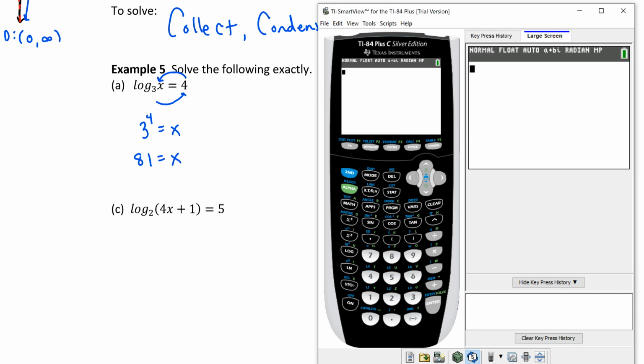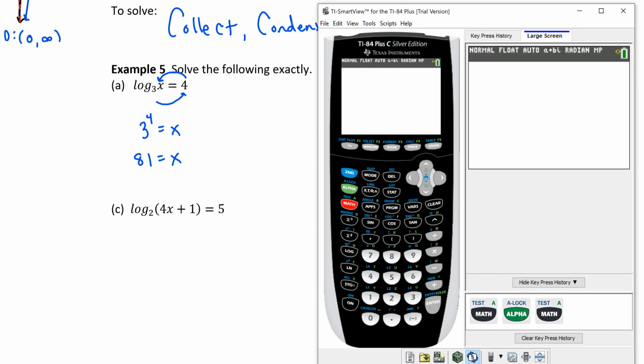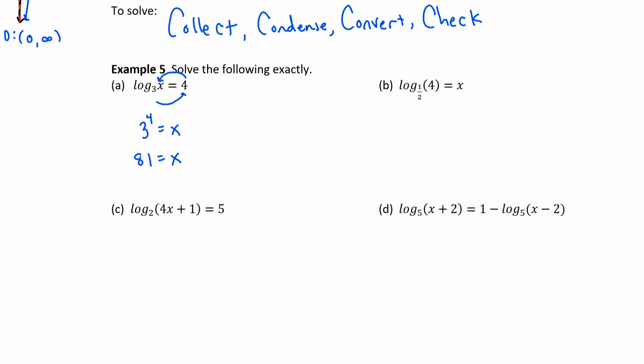Now, let's check this very quickly with our calculator. Remember the shortcut, you can press your math button and then alpha A to call up log base, and you can type in log base 3 of 81 and see we have a balanced equation. That's not so bad. The next example is even easier.